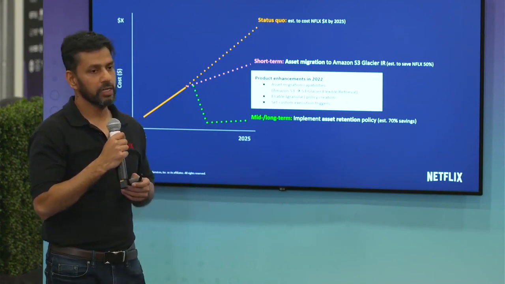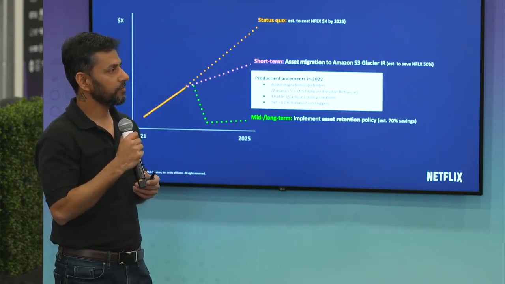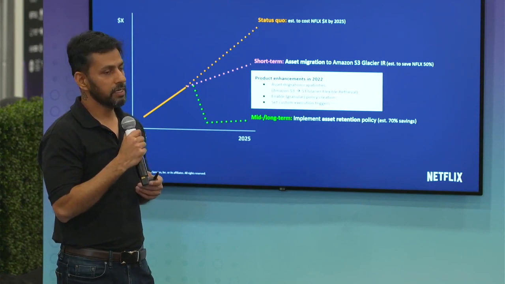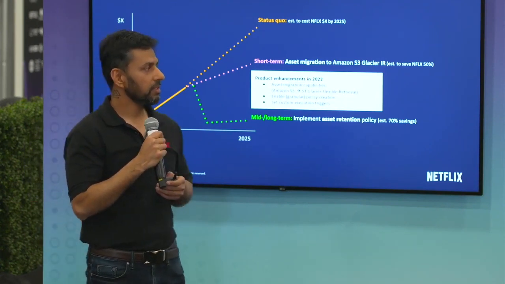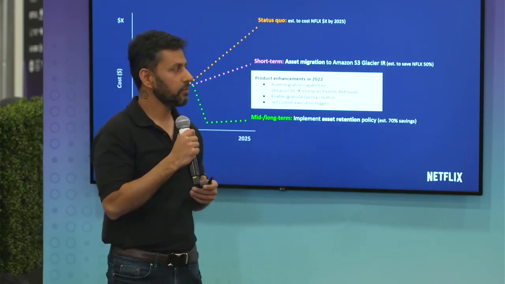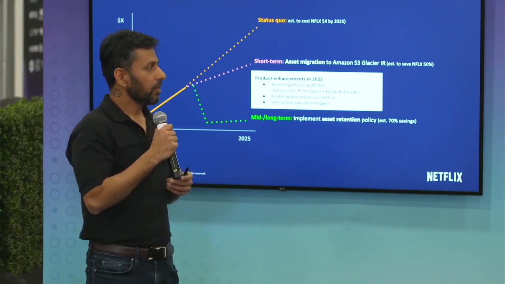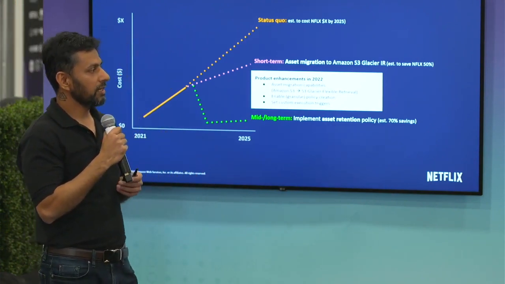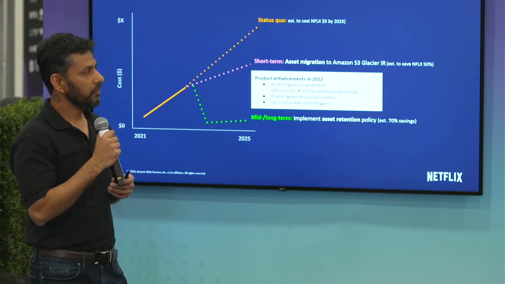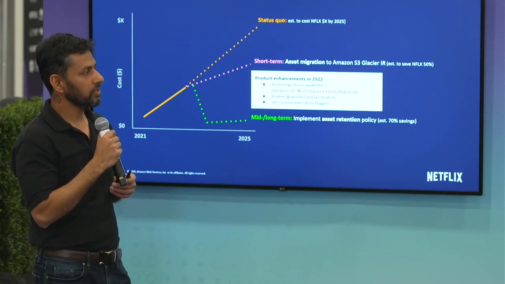And if you look at the pink graph, it's a short-term solution. We moved all our data to Glacier Instant Retrieval. That gave us a good interim solution where we did not pay the penalty of latency or anything. But the green line is our North Star, and that's where we are at. And we could achieve about 70% of total savings.